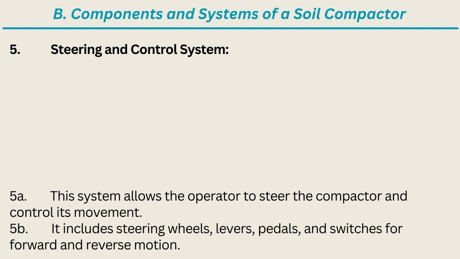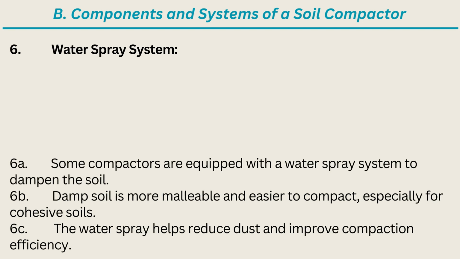5. Steering and control system. 5A. This system allows the operator to steer the compactor and control its movement. 5B. It includes steering wheels, levers, pedals, and switches for forward and reverse motion.